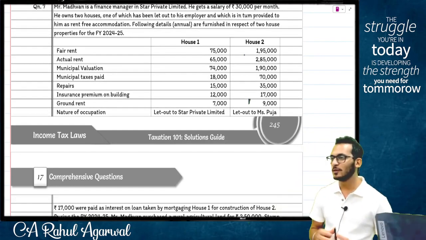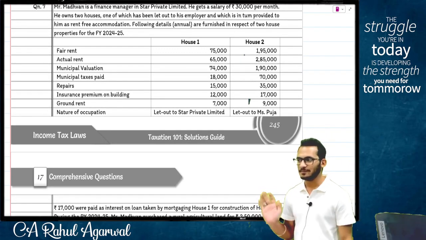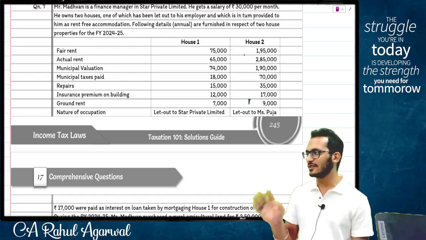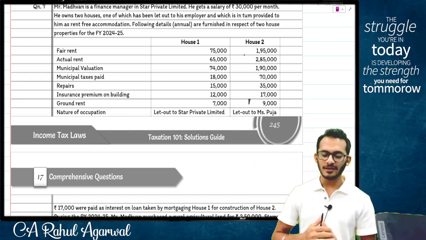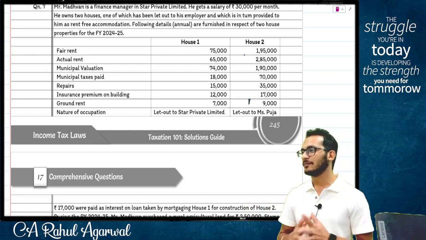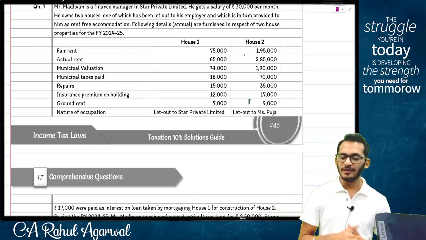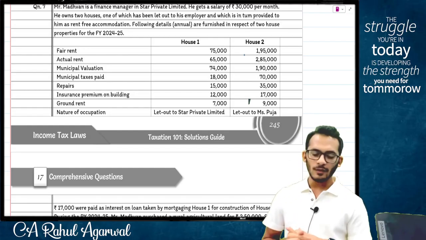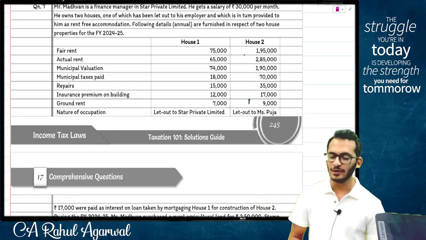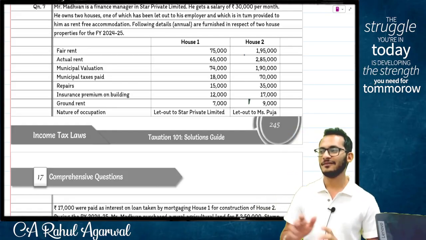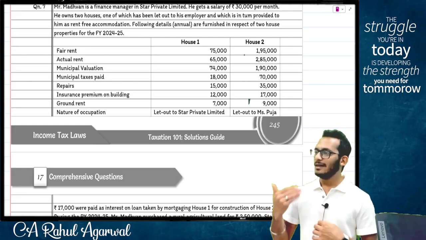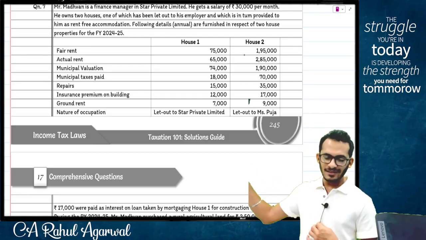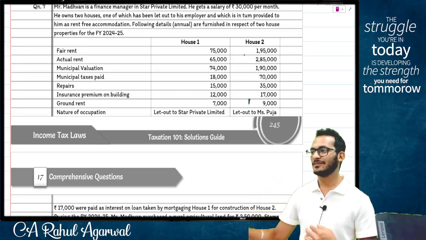Question number 7. One of the most stupid questions ever in an exam, and therefore I have put it here. Absolutely useless question. One of the easiest questions, but one of the most stupid I've ever seen in exams. Look at the question. Madhavan is a finance manager in Star Private Limited. He's an employee. The company gives him a salary of 30,000 rupees per month. He owns 2 houses, one of which has been let out to his employer, who has in turn provided it to him as RFA.